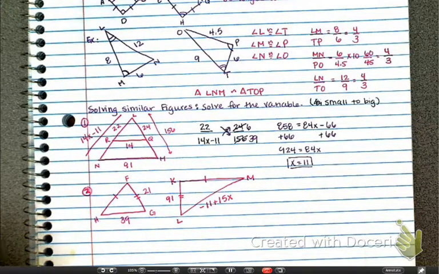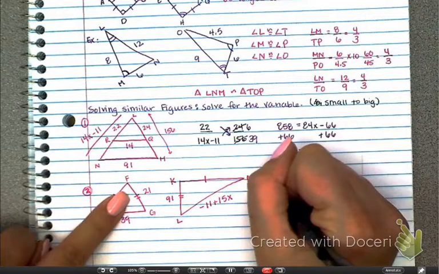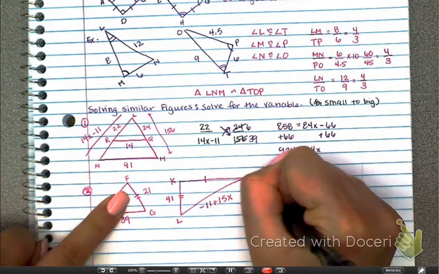We already know they're similar, so we need to set up a proportion in order to solve for x. So we're going to go small figure to big figure. So where do we want to start? 21 over 91. Okay. Can someone tell me why Micah chose 21 over 91?